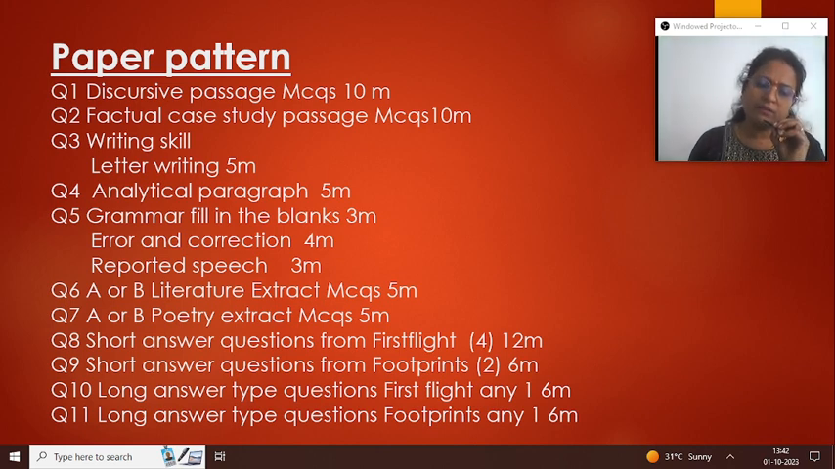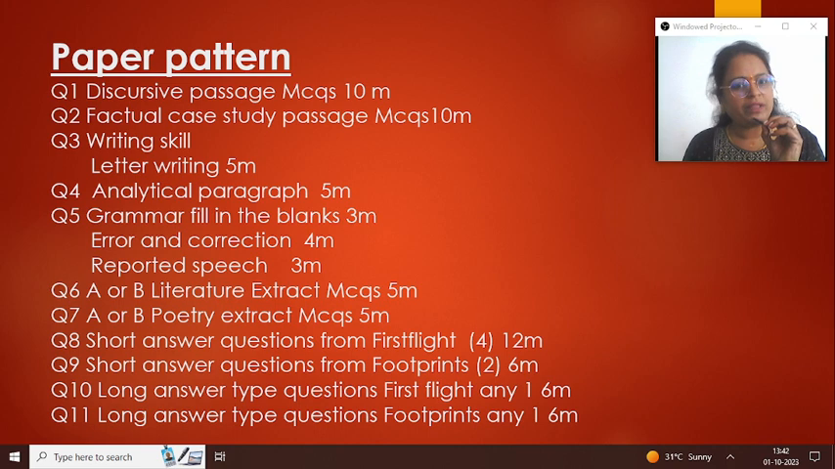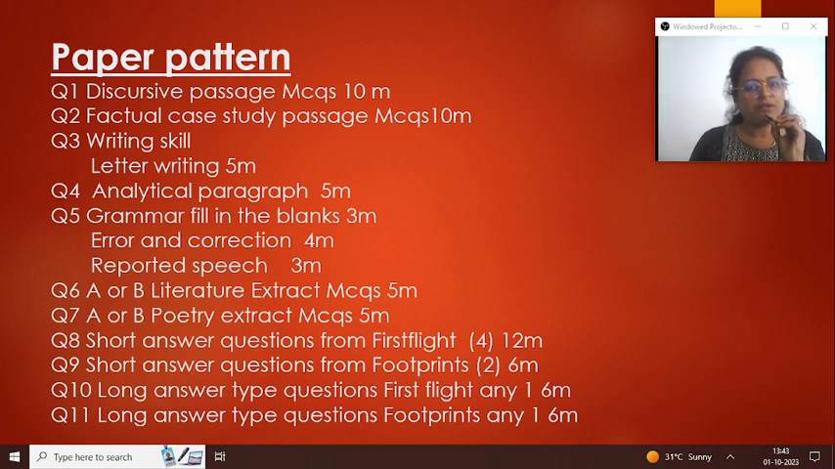Then question number 10 will be a long answer type question from First Flight. They'll give you 2, and you'll have to attempt any one. That will be for 6 marks. The same is for the reader book, that is question number 11, long answer type question from Footprints, any one you will have to attempt, and that will be for 6 marks.